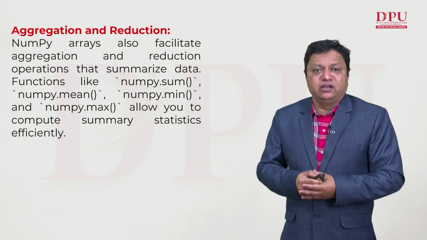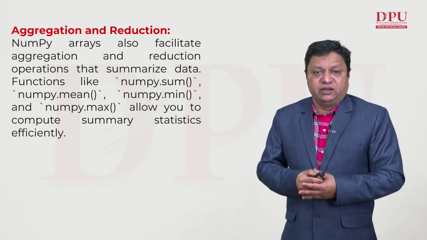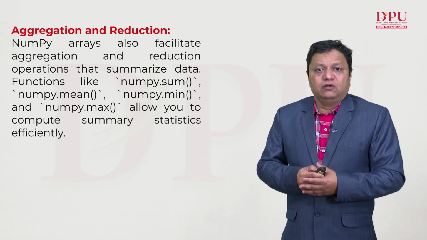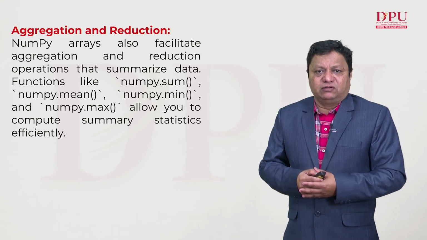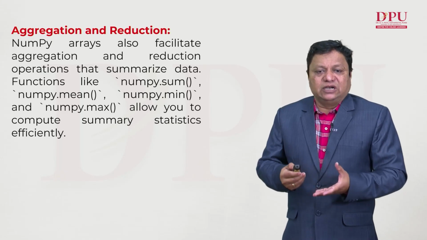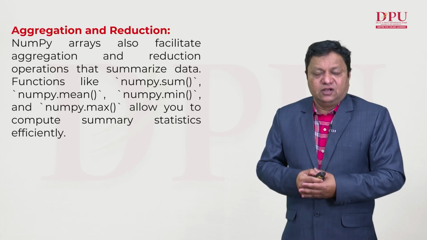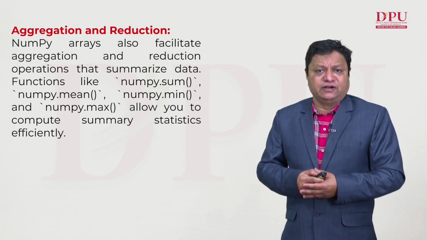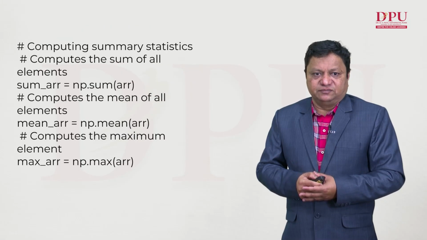Numpy.mean will find the mean of all the elements of my array. If I use numpy.min, it will find the minimum value from all the elements of my array, and if I use numpy.max, it will find the maximum value from all the elements of my array. So that will allow you to compute summary statistics efficiently. These are some of the aggregation and reduction functions available with NumPy, that is sum, min, mean, max, etc.